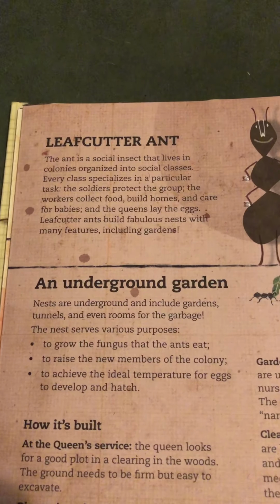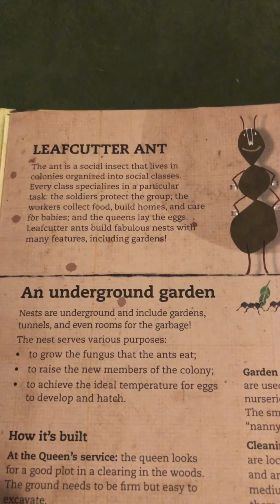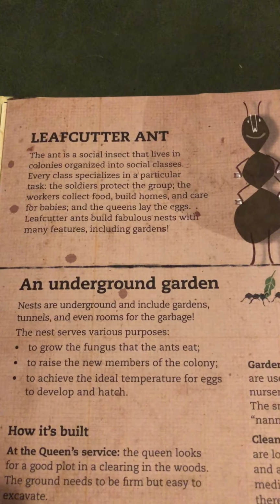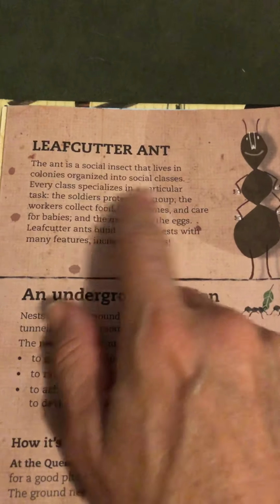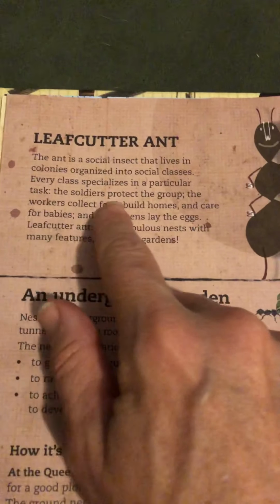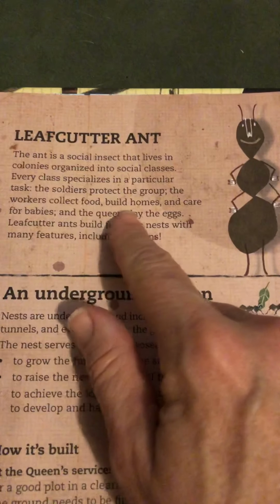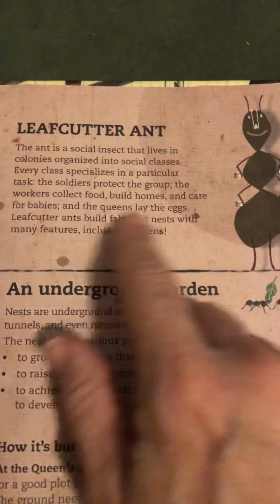Here's today's animal architect, the leafcutter ant. The ant is a social insect that lives in colonies organized into social classes. Every class specializes in a particular task. The soldiers protect the group. The workers collect food, build homes, and care for babies. And the queens lay the eggs.